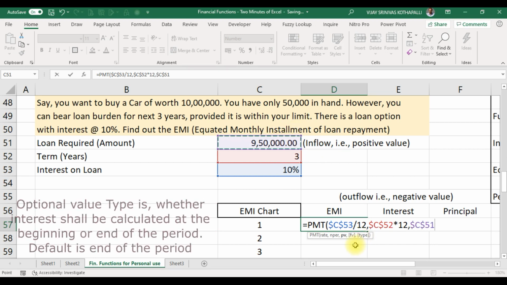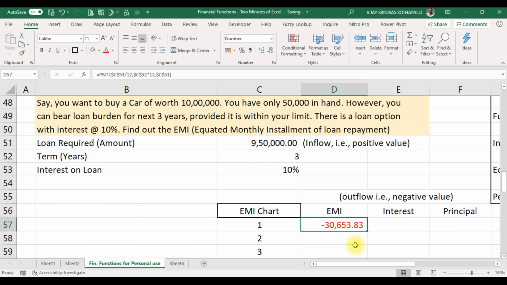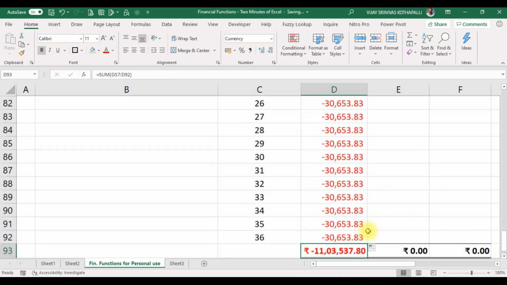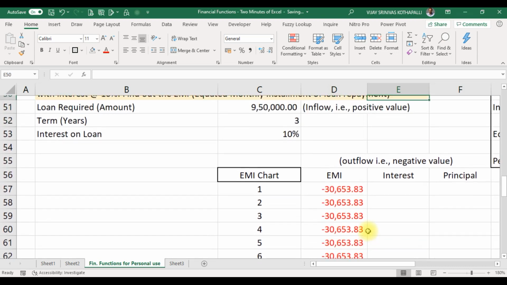And the type is whether the interest will be calculated at the end of the month or the beginning of the month. The default value is at the end of the month. So 30,653 is the equated installment over a period of 3 years. We got around 11 lakh is what we are paying. The balance will be the interest, but still I want to find out what will be the monthly interest.